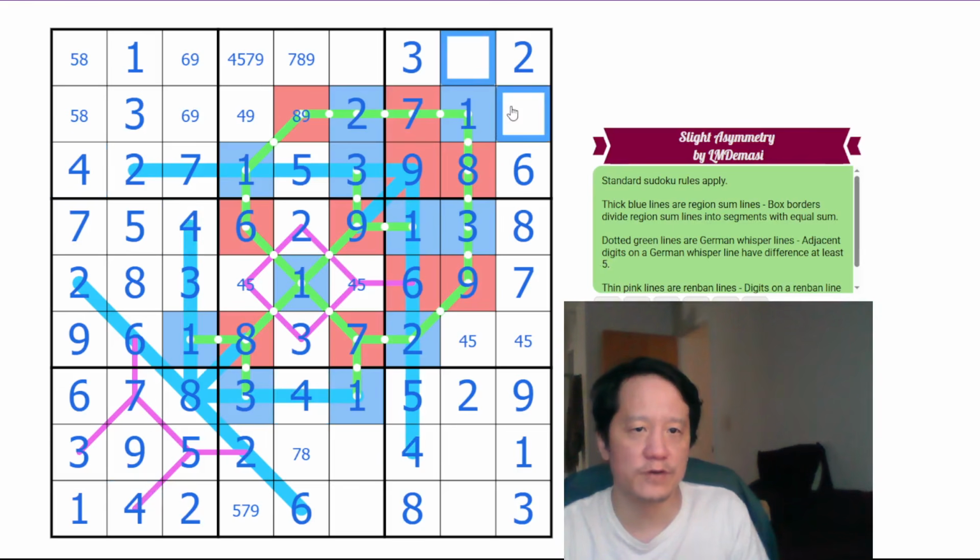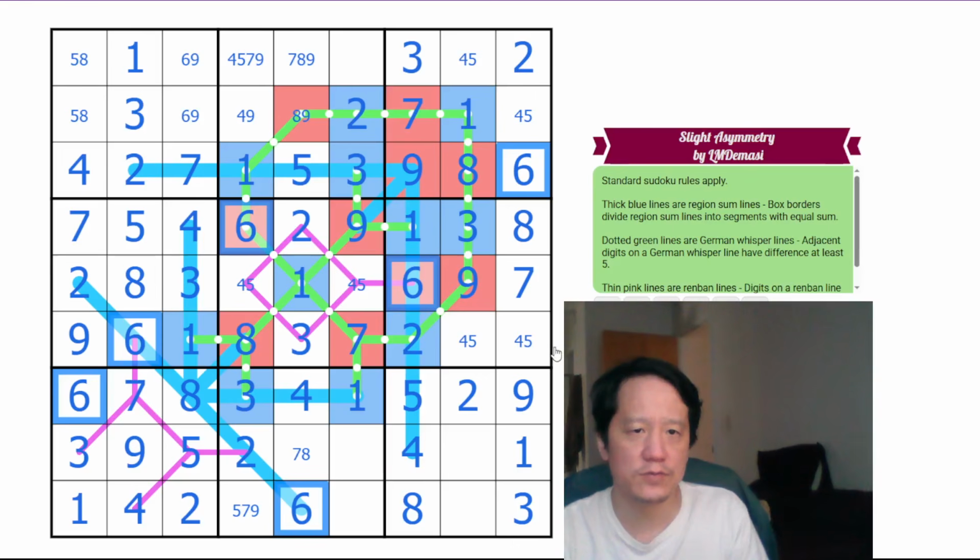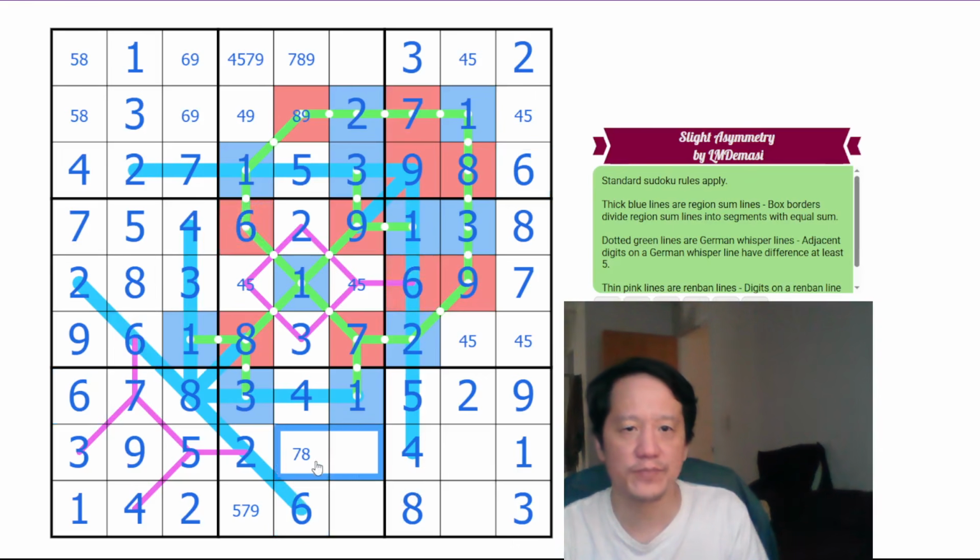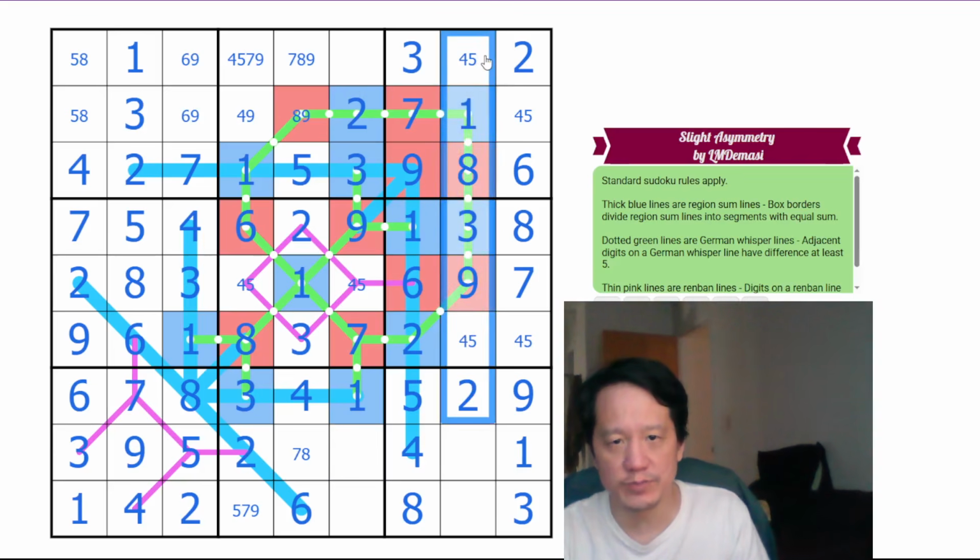This must be a 4, 5 pair here. I think it's all we can do. Yeah, we don't really have any other information. Let's just continue then. This is 4, 5 as a pair, which means we can eliminate 4 and 5 in the rest of the column.